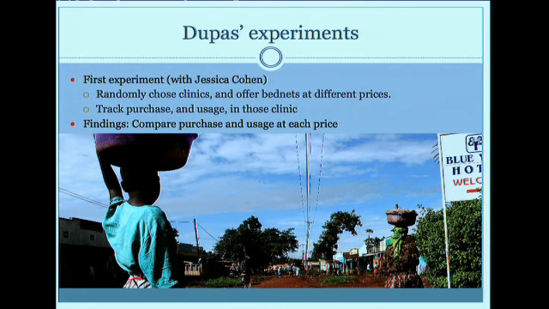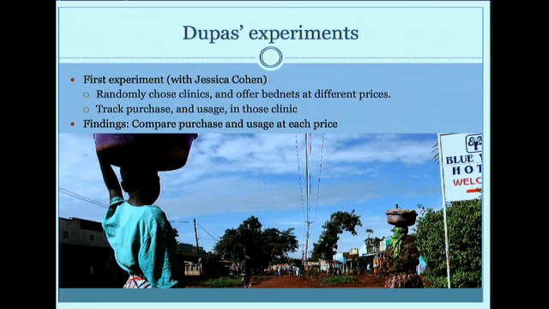So let's look at 2 sets of experiments. Both involved Pascaline Dupas, who is a professor at UCLA. The first one was conducted with Jessica Cohen. In and around this place, which is called Busia in Kenya, this hotel, you can see that the beginning of the hotel is called Blue York, where I spent a lot of time.